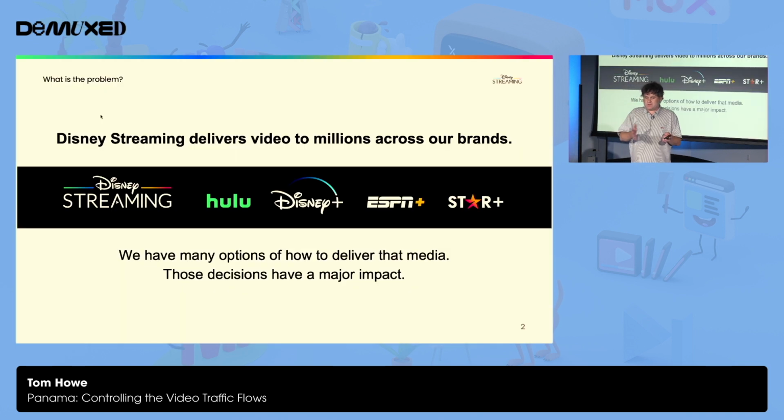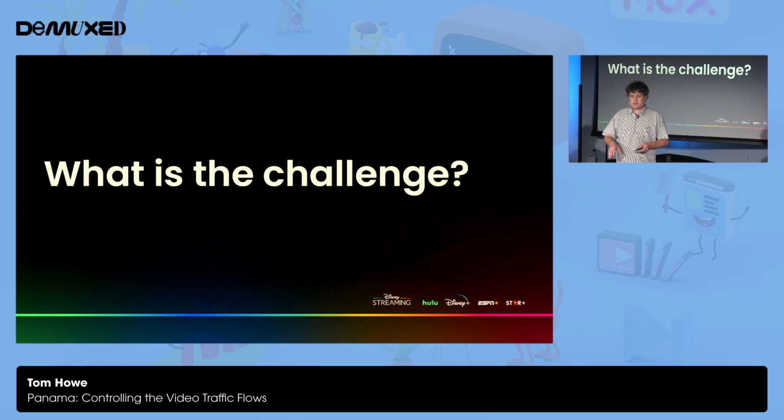Disney Streaming delivers video to millions of users across all of our brands. That includes Hulu, Disney+, ESPN+, and Star+. And it's a global distribution, so we have people all across the world viewing our content. As a result, we have many options on how we can actually deliver that media. And the decisions we make around those particular options make a pretty big difference. So the challenges are really multifaceted.